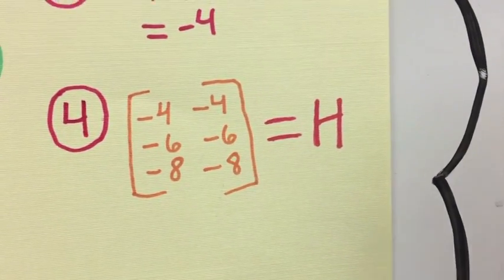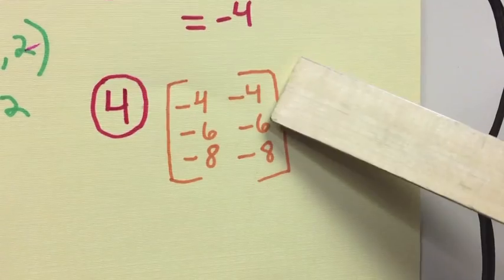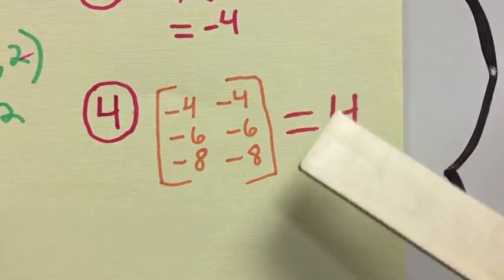Now that we know what our H's are, our matrix will look like this when we've completed all the multiplication.